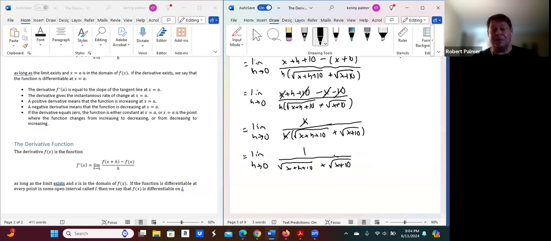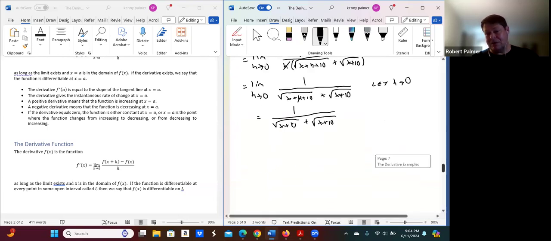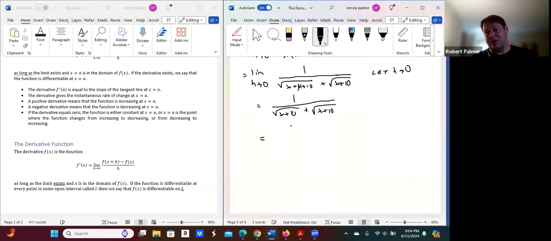Okay, now to make our limit, just let h go to 0. The h goes away right here. And this is going to be 1 over the square root of x plus 10 plus the square root of x plus 10. And those are the same. And so what happens then is this just becomes 1 over 2 of those. There are 2 of those, the square root of x plus 10. So 2 times the square root of x plus 10. Okay, and this is my derivative.